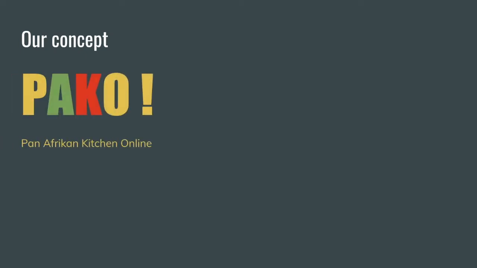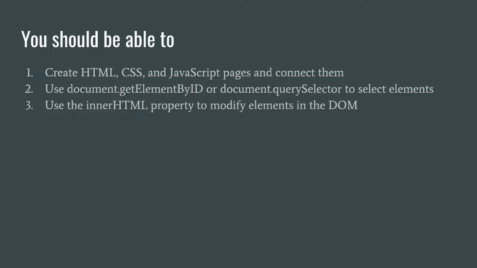So this is our concept. We are going to be creating a store called Paco, which is Pan-African Kitchen Online. And in order to do that, we need to have some interactivity on the page. We're just going to be using HTML, CSS, and JavaScript. But the focus of this lesson is that you should be able to create the 3 pages, HTML, CSS, and JavaScript, and connect those 3 pages together so that they're all working together.